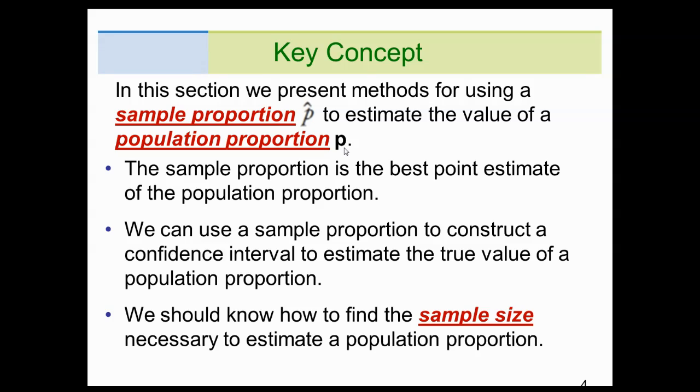P hat to p used to be X bar to mu. That's the difference in section 7.3. Sample proportion is the best estimate, just like X bar was the best point estimate back in 7.1 and 7.2. We can use sample proportions to construct a confidence interval, just like we did in 7.1 and 7.2. And also, we're going to be interested in finding out the sample size. Hey, how big of a sample do I need to take in order to be 95% confident, 96% confident? We had this back in 7.1.